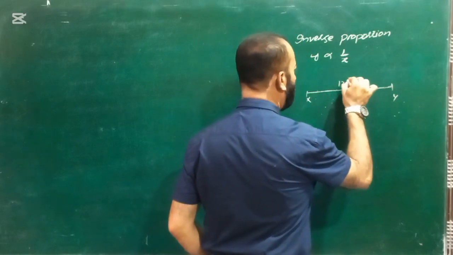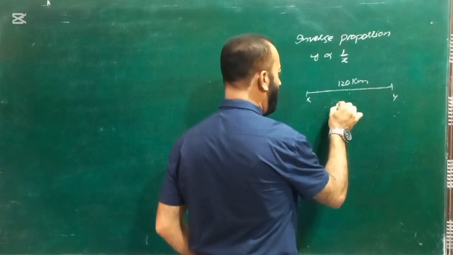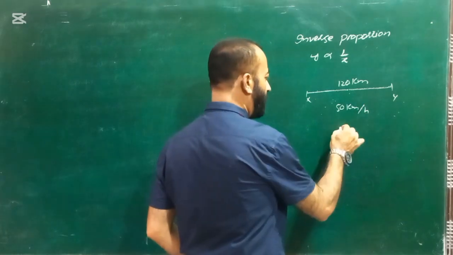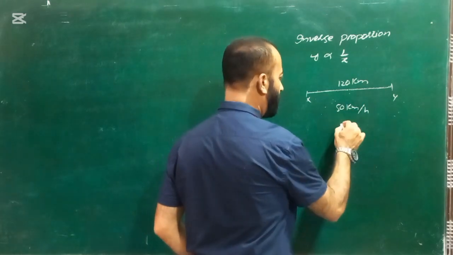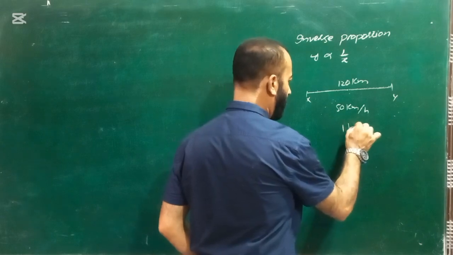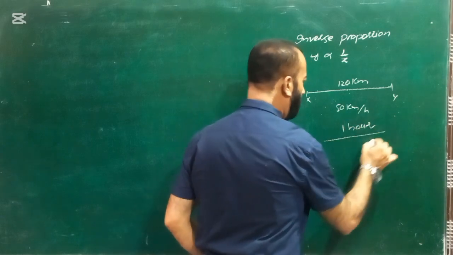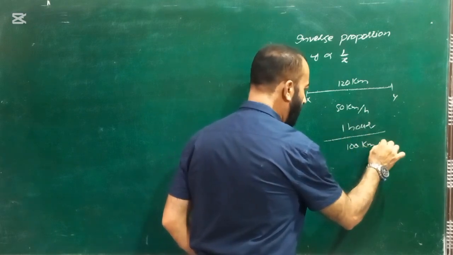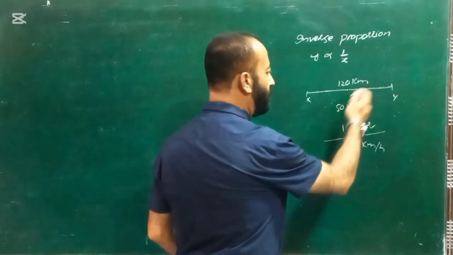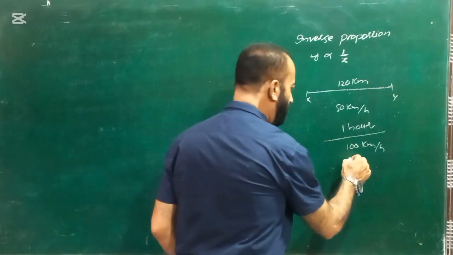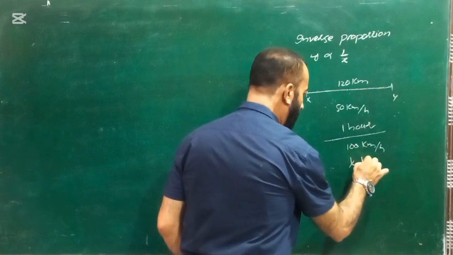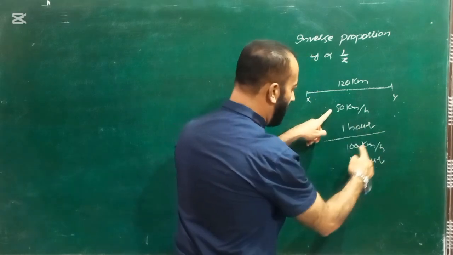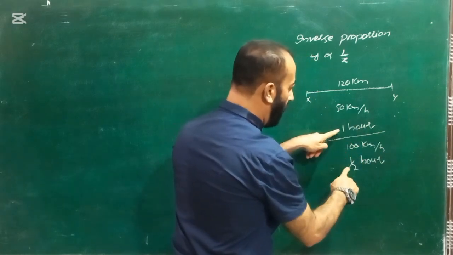for example, there is a distance of 120 kilometers between the 2 points, and if we go at a speed of 50 kilometers per hour, to cover the distance it will take, for example, 1 hour. If we increase the speed from 50 to 100 kilometers per hour, definitely the time to reach the destination will be reduced, and that will be half an hour. So look now, in this case, if one quantity is doubled, the other quantity is halved.